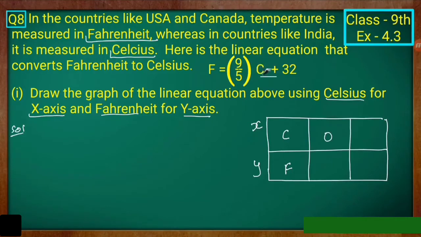So when Celsius is 0, let's find the value of Fahrenheit. It becomes 32, because 9 upon 5 multiplied by 0 is 0. So Fahrenheit equals 32.